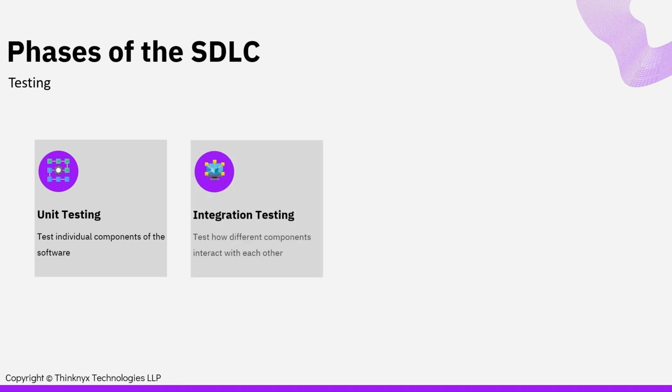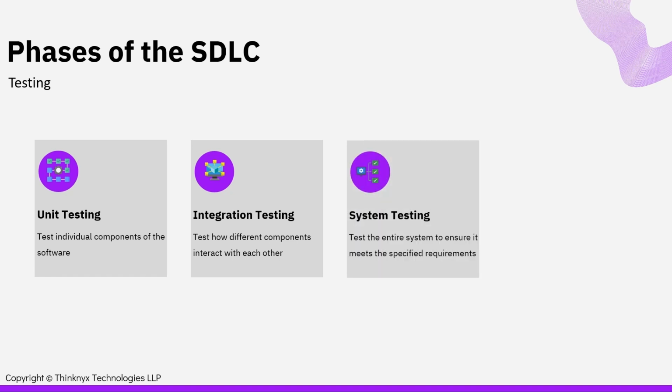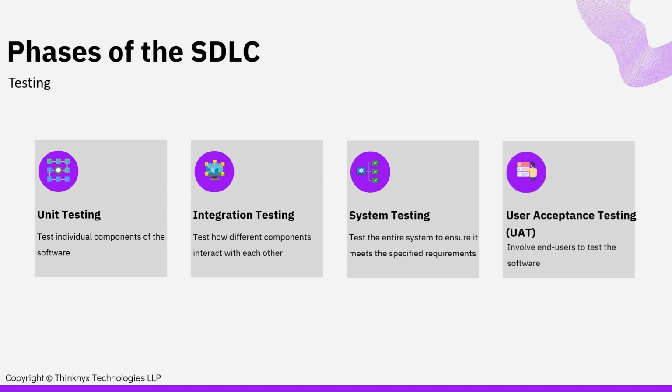Testing. Unit testing. Test individual components of the software. Integration testing. Test how different components integrate with each other. System testing. Test the entire system to ensure it meets the specific requirements. User acceptance testing involves end users testing the software in a real world environment.